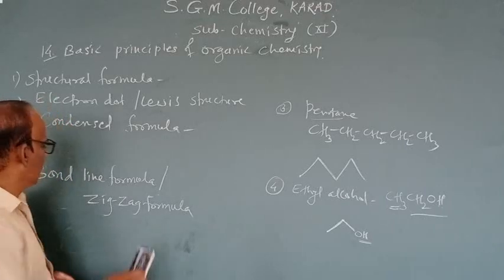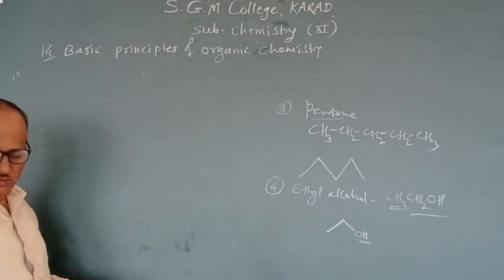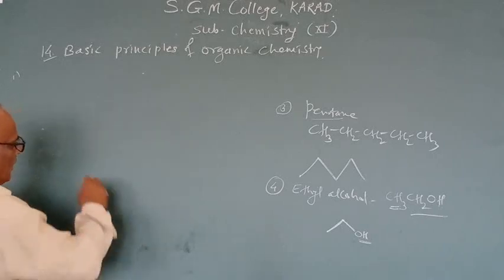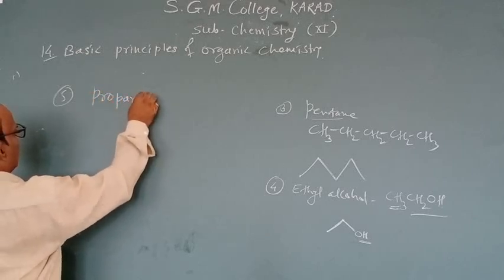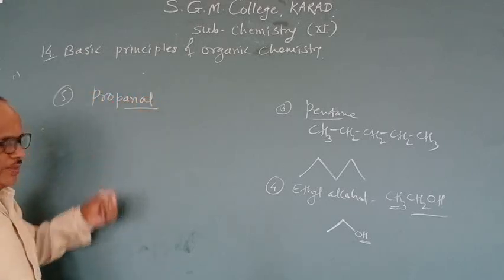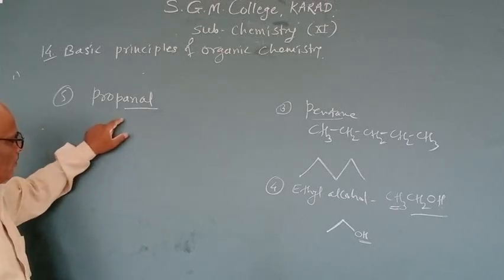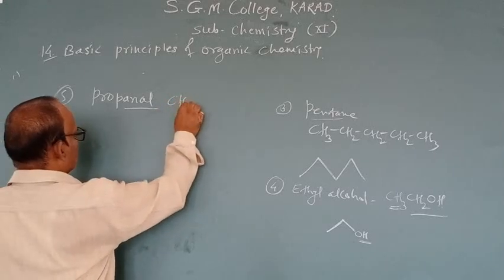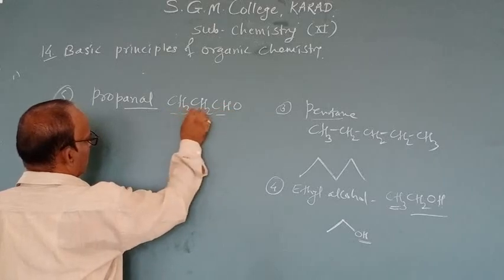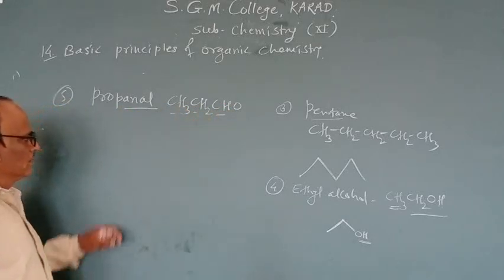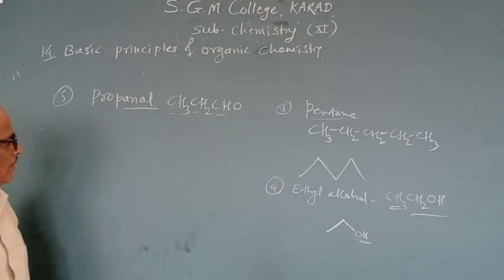Also we take one different example for this bond line formula, that is an aldehyde, and that aldehyde is propanaldehyde or propanal. Propanal. Al means it is an aldehyde compound. This is the IUPAC name. The formula of propanal is CH3CH2 and CHO, 3 carbon atoms. Propane means 3 carbon atoms. Al for the aldehyde group, that is the CHO group at the terminal of this chain.